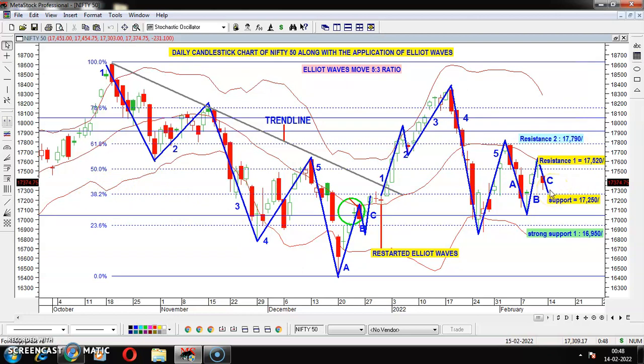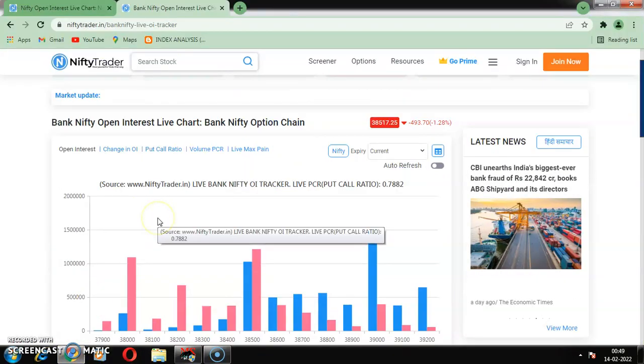As long as it trades above this 38.2% Fibonacci retracement zone, which is known as the golden ratio, there is a possibility of a retracement towards upside, right? If it moves towards upside, then the first resistance would be 17,520. Once it crosses, the next resistance would be 17,790. But if it breaches downside, the first support would be 17,250 to 17,200, and the very crucial support, which is the 23.6% Fibonacci retracement level, that is 16,950.